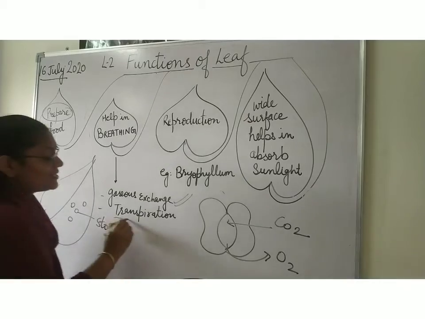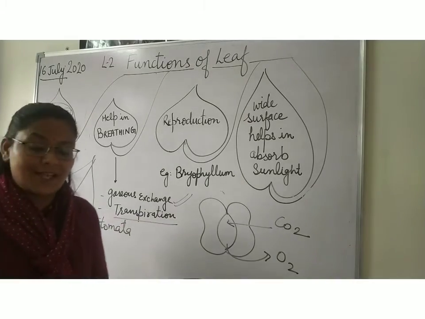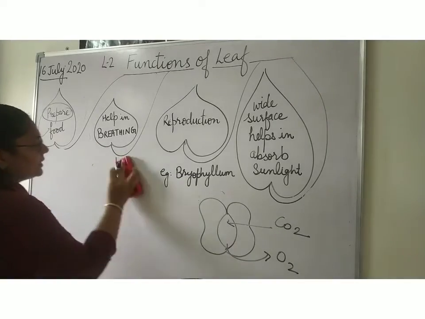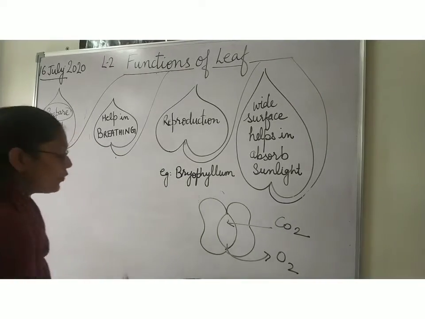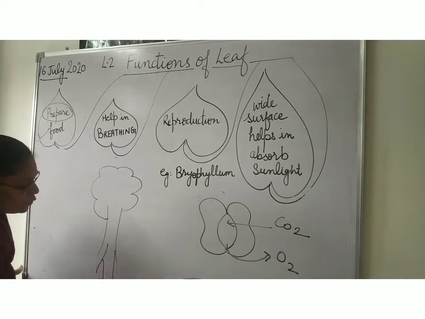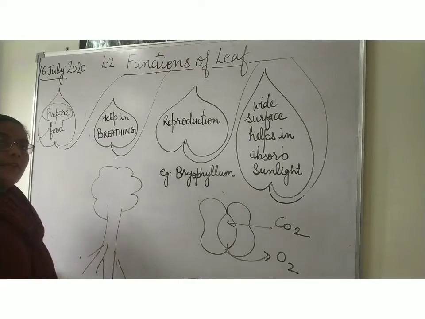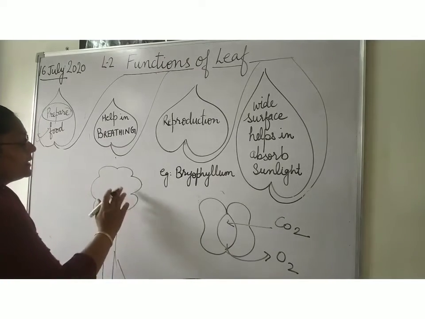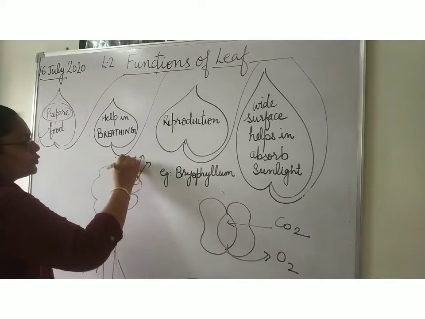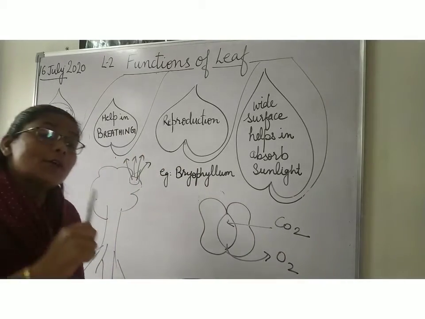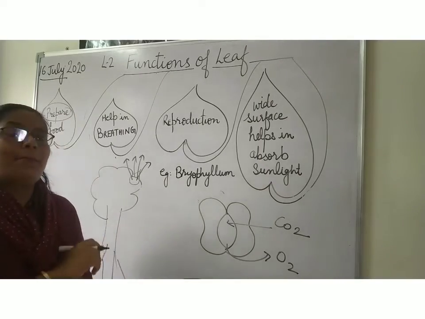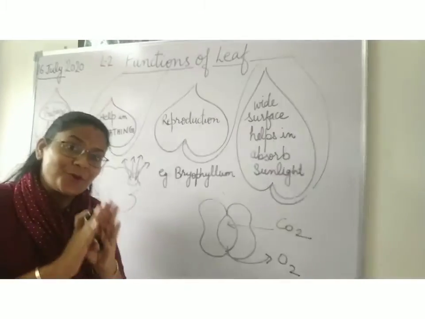The next function is transpiration through the stomata. What is transpiration? Transpiration is the loss of excess water. So how does it happen? These are the roots of the plants. Whatever excess water is present in the plants, the leaves excrete it into the environment. Because extra water goes into the environment, it helps the plant to keep cool.